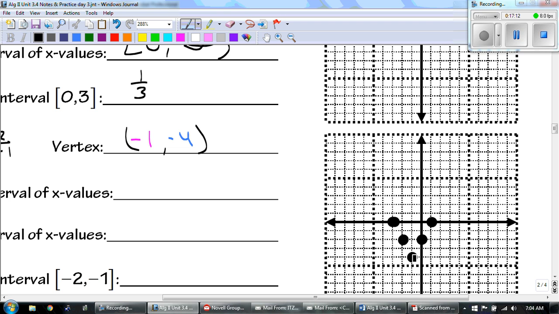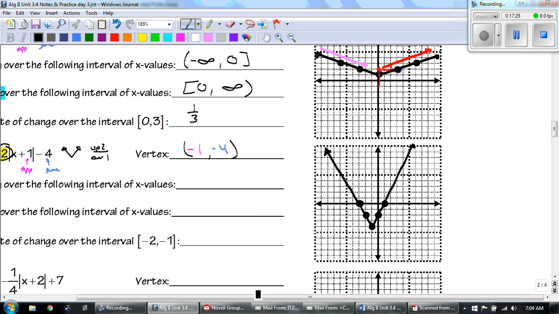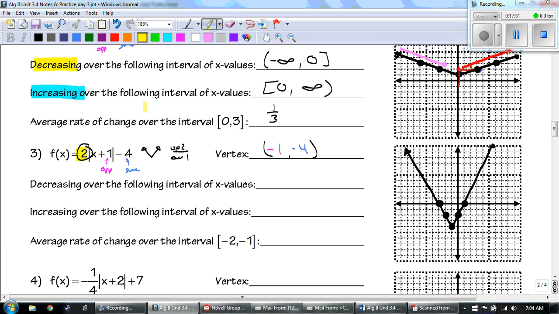So I'm drawing my graph right now. There we go. And go ahead and pause the video to tell us where the interval is decreasing and increasing. Good luck.